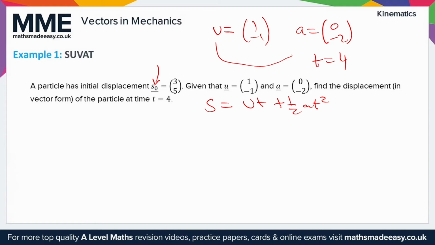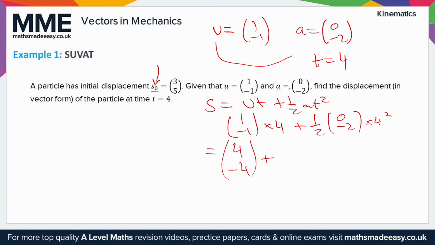So UT, so we're going to have (1, -1) times 4 plus a half of A, which is (0, -2), times 4 squared. You can work this out like normal, doing each component separately. So 1 times 4 is 4, -1 times 4 is -4. Plus a half times 0, so 0. Half times -2 is -1, times 4 squared. 4 squared is 16.